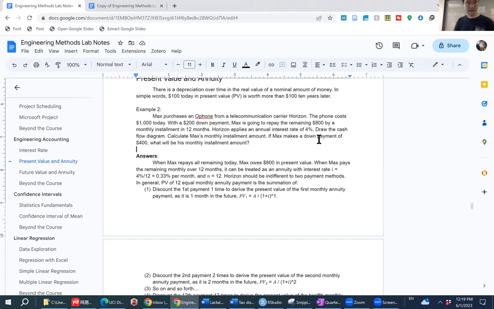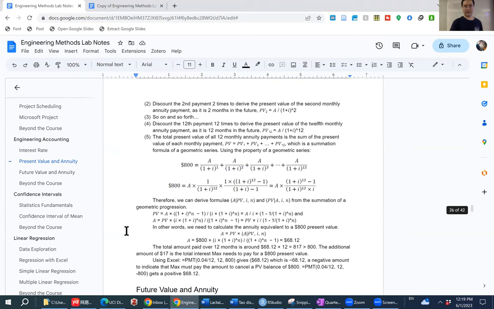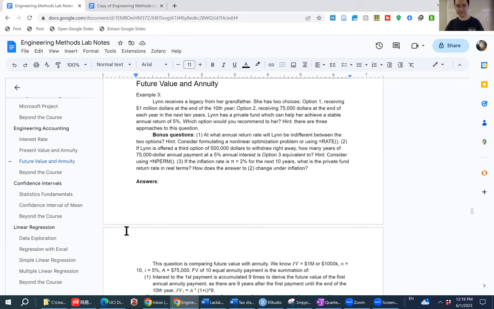Okay, now let's focus on example three. In example three, there could be three different methods to calculate. What we need to do here is to compare in the same term. So we are given two options. And option one seems to be a future value, right? At the end of year 10, we are paid 1 million. And option two is an annuity. So each year end, we receive 75,000. And we need to compare them by transforming one of them to the other or some equivalent amount.